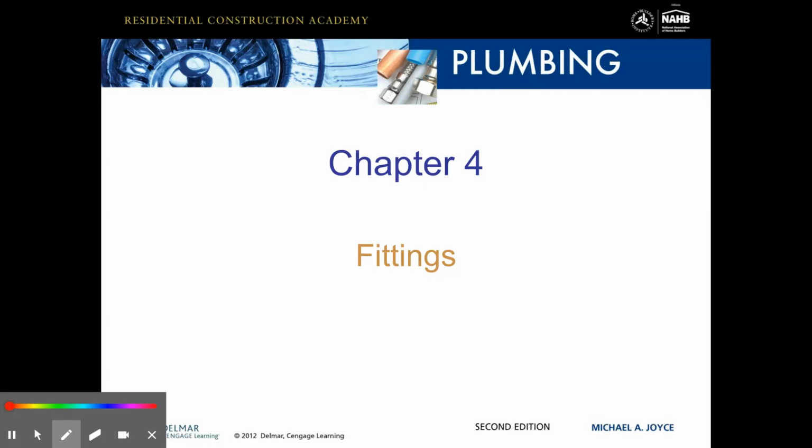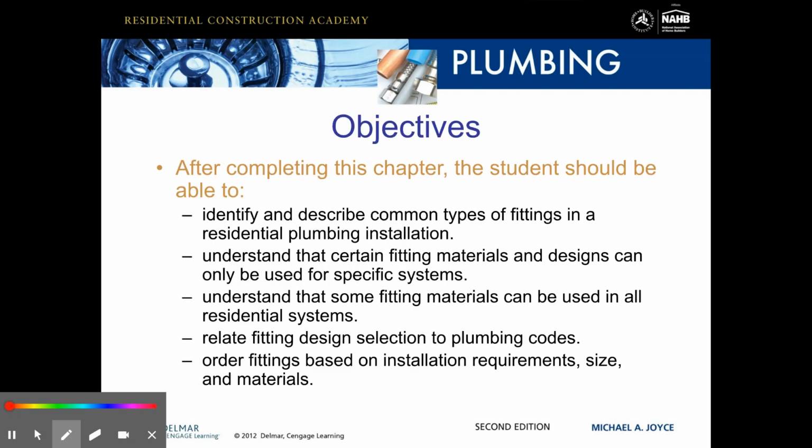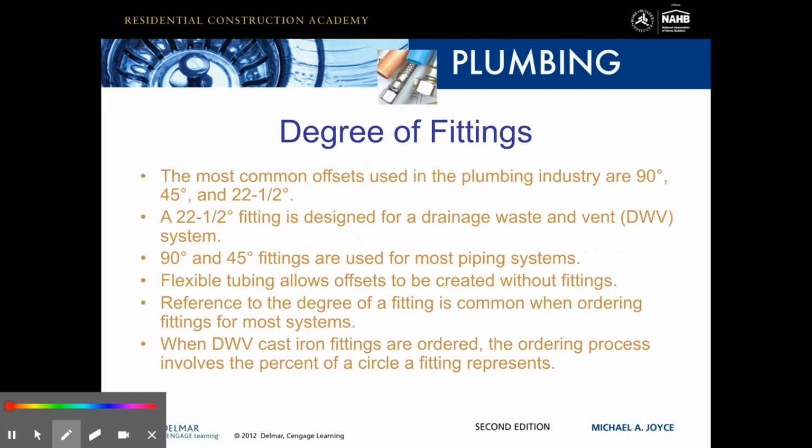Today we're going to be going over Chapter 4, Fittings. After completing this chapter, you should be able to identify and describe common types of fittings in residential plumbing installation. Understand certain fitting materials and designs can only be used for specific systems, as well as some fitting materials that can be used in all residential systems. Relate fitting design selection to plumbing codes, and order fittings based on installation requirements, size, and materials.